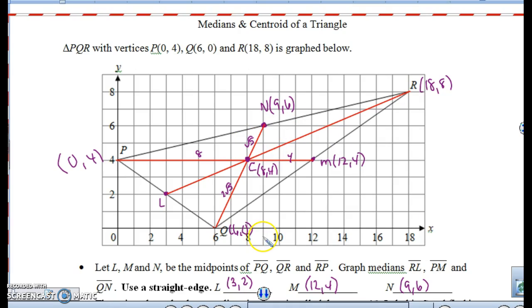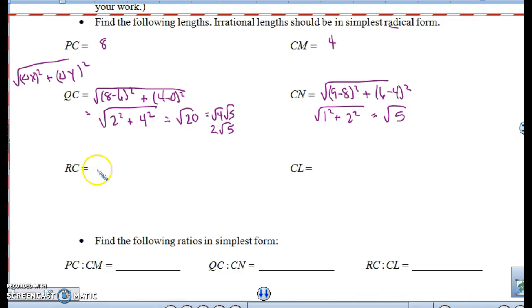So the length of CN is going to be the square root of 5. All right, you should be seeing a pattern happening with the lengths of the segments. My third one is going to be RC, this one segment here, and CL, the two segments there. So we use the coordinates of R and C, and use the distance formula. So RC is going to be (18 minus 8) squared, that's the change in the x's. And then the change in the y's is going to be 8 minus 4. 18 minus 8 is 10 squared. 8 minus 4 is 4 squared. So that's 100 plus 16, the square root of 116.